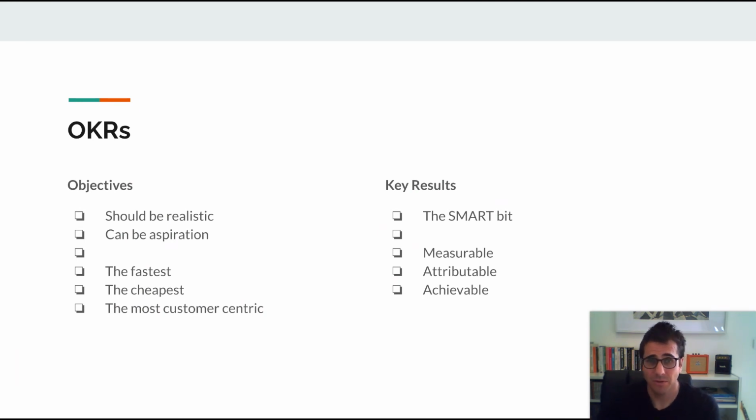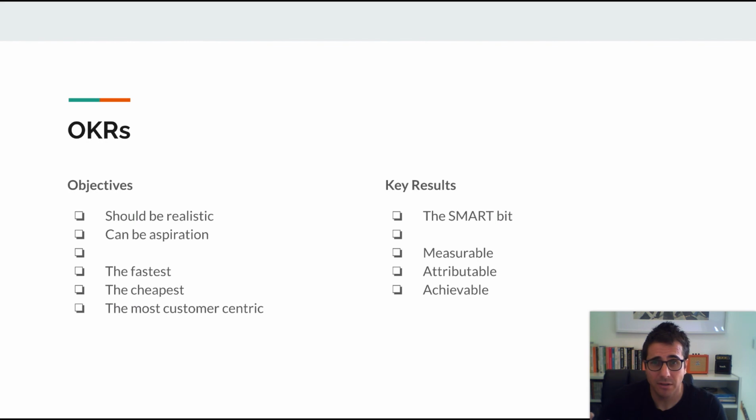It has to be measurable. So before you even start, what can we measure? You should start with that. You have to be able to attribute it to the work that you're doing. It's no good having a measure, well, let's measure NPS, but there's 15 teams that could affect that. You've got to be able to measure and attribute it to the changes that you're doing. And it's got to be achievable at the end of the day. So NPS is a good one. You might have an objective to be the most customer-centric company or most customer-centric web page.